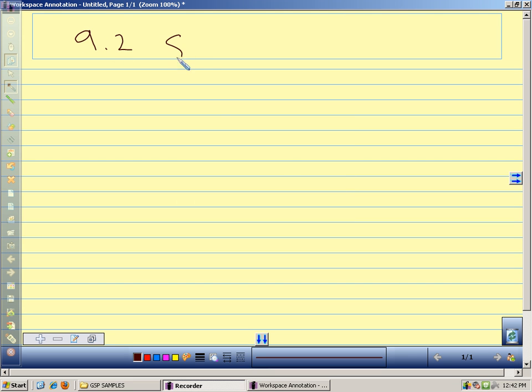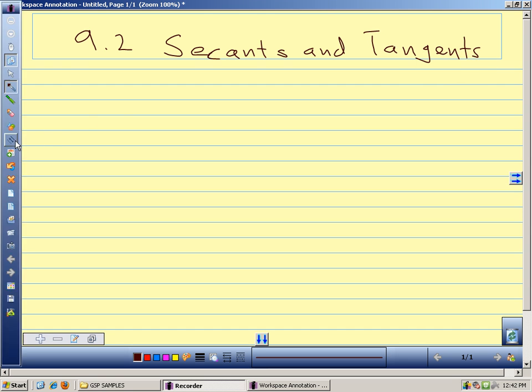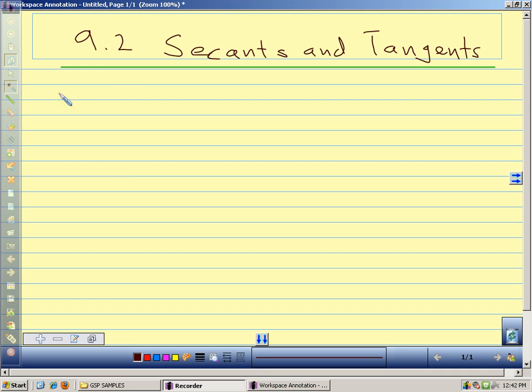So we're in section 9.2. And yesterday we learned about chords and the arcs and how we measure arcs and how we find the length of arcs. Now we're going to talk about a couple of lines that have something to do with circles. So we'll start out by defining a secant and defining a tangent, and then we'll talk about the relationships that we're interested in.